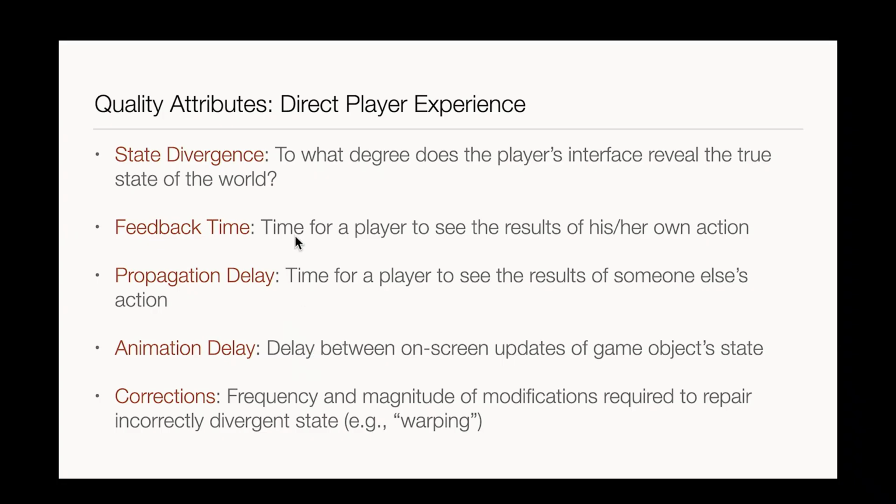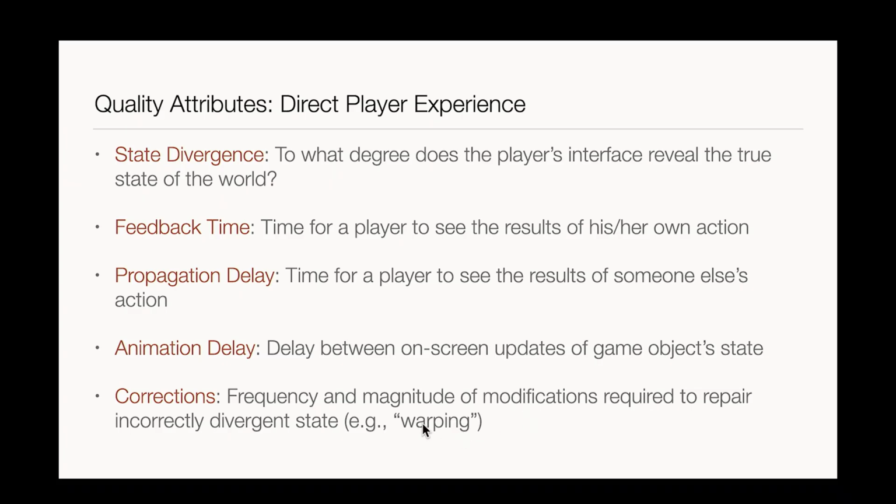Animation delay is related to both of these as well. You might have to delay updating the view of the player's world depending on how much time it's taking to communicate information back and forth from the server. And then finally, when something goes wrong, how do you fix the thing that's gone wrong? How often do you have to do this? Hopefully you don't have to do it very often. How do you do it?